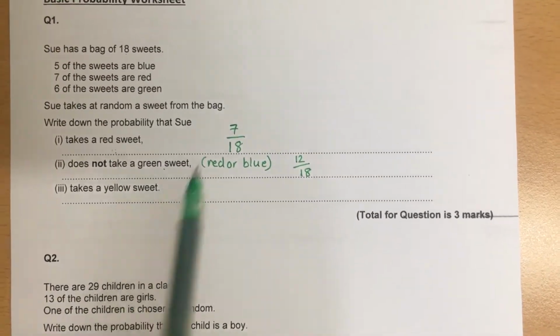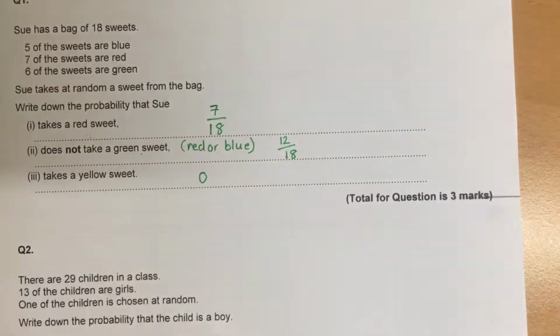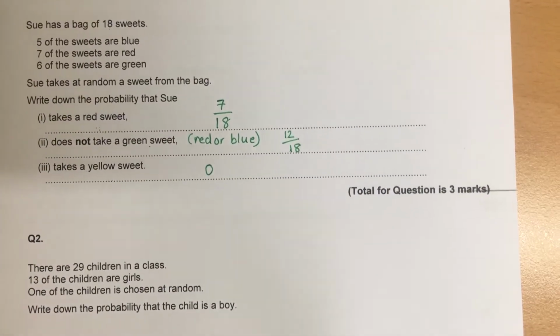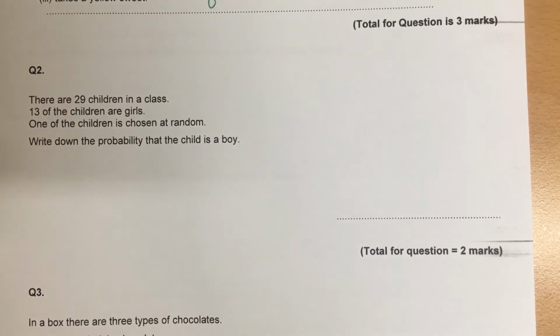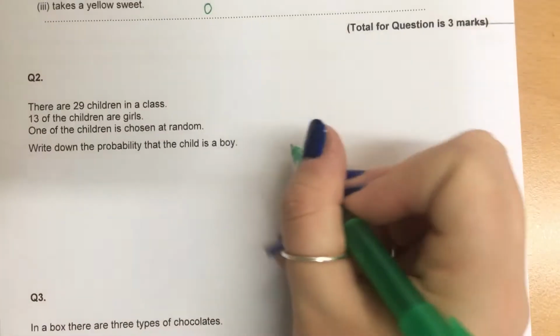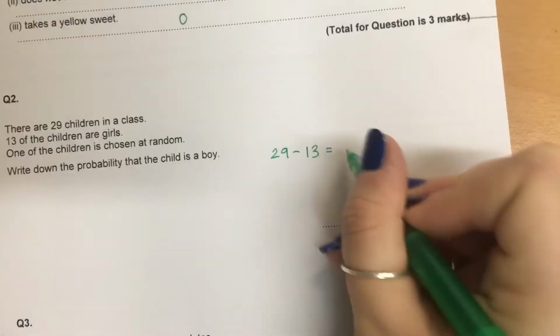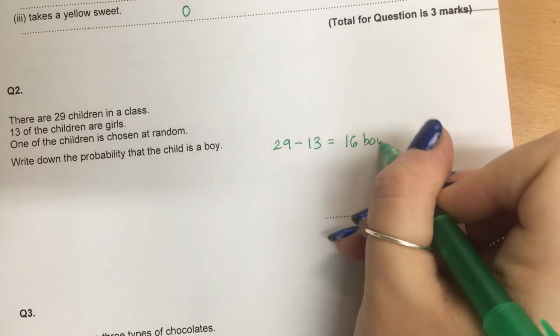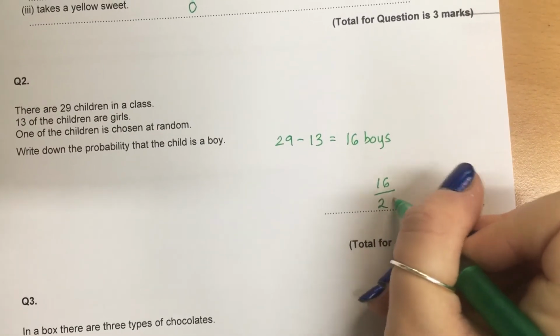Yellow sweet, well, none of them are yellow, are they? There aren't any yellow sweets, so that would be 0. Probability is 0. It's impossible. Okay, question 2. 29 in the class, 13 are girls, probability it's a boy. So first we need to work out how many boys there are by doing the total minus 13, and you get 16, so there are 16 boys. So as a probability, it'll be 16 out of a total of 29.